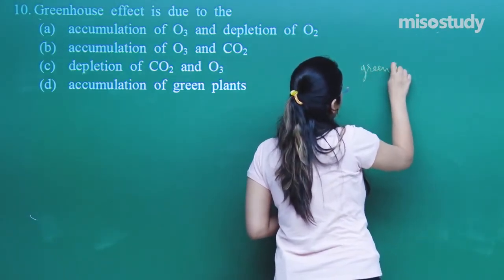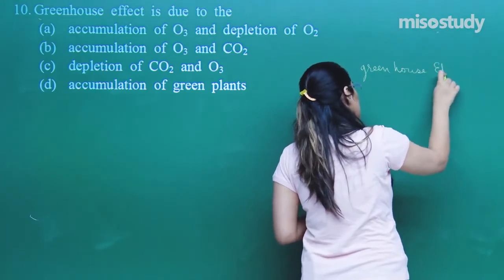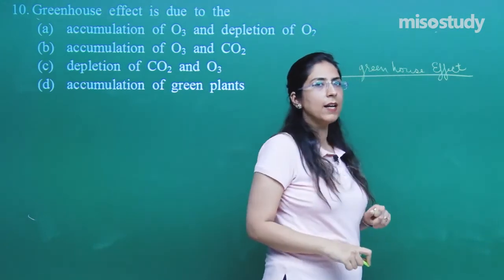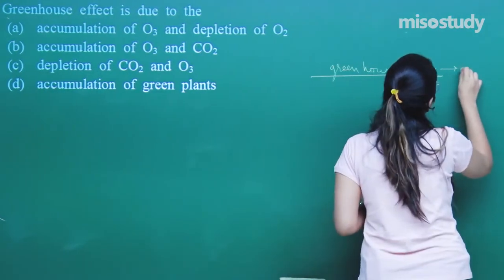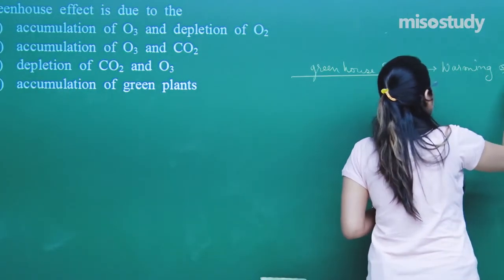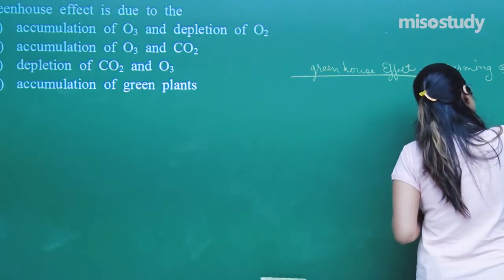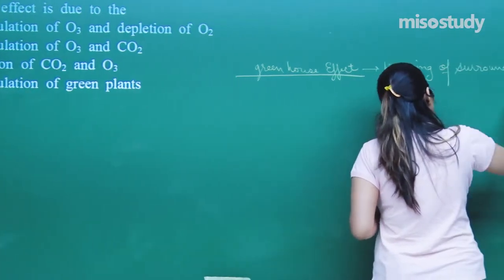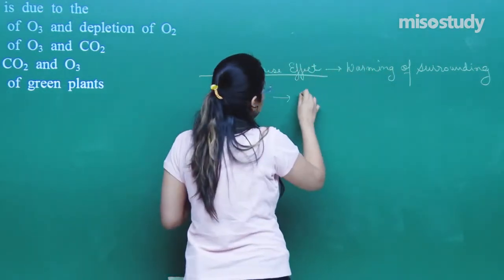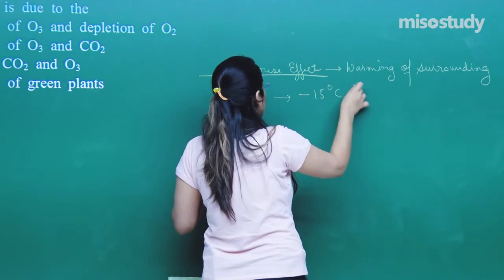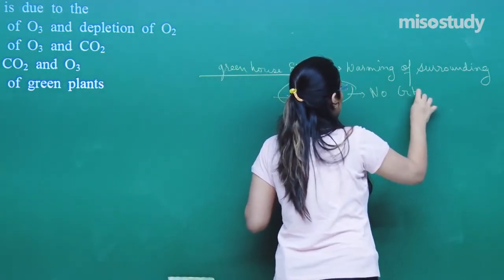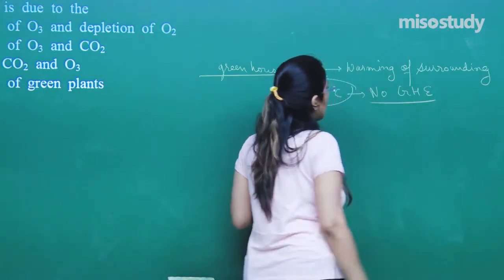Let's discuss the greenhouse effect. The greenhouse effect is that effect which causes warming of the surroundings. If this greenhouse effect was not there, the temperature of the earth would be around minus 15 degrees Celsius.